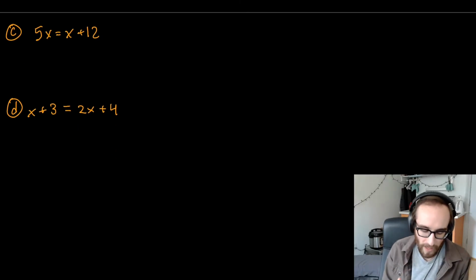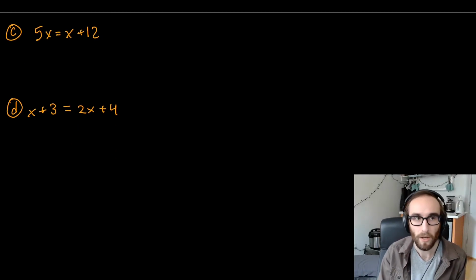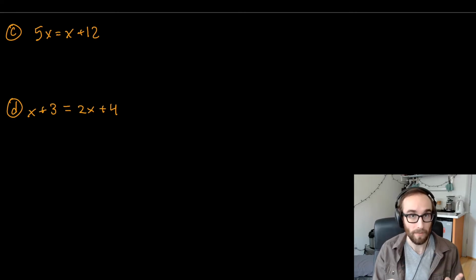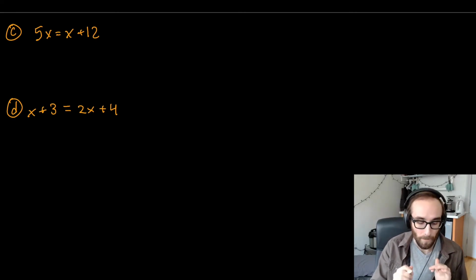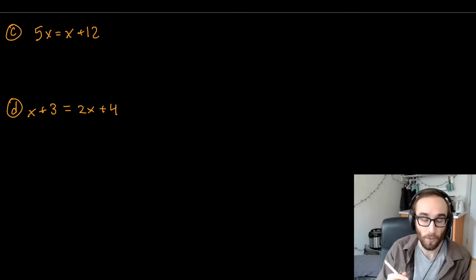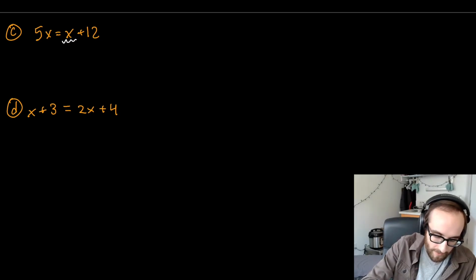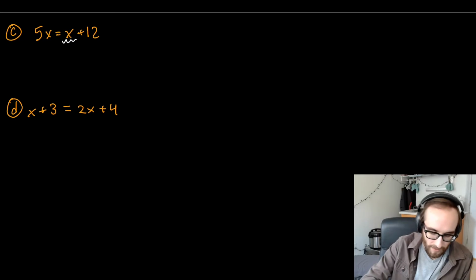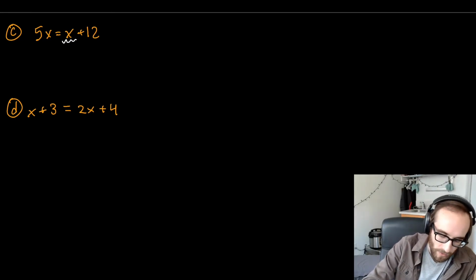For letter C, we have 5x equals x plus 12. So here, we don't have all of the x's on the same side. So we're going to start off by getting the x's on the same side by adding or subtracting. I'm going to take this x on the right side. We have x plus 12 or 12 plus x. Because we're adding x, we're going to subtract that x from both sides.